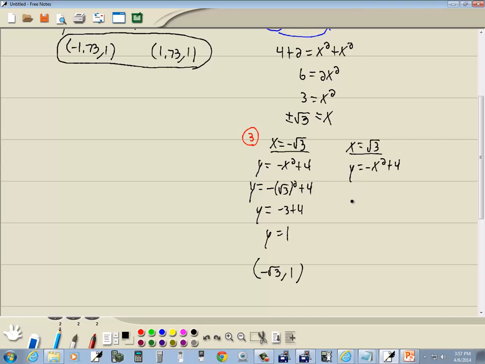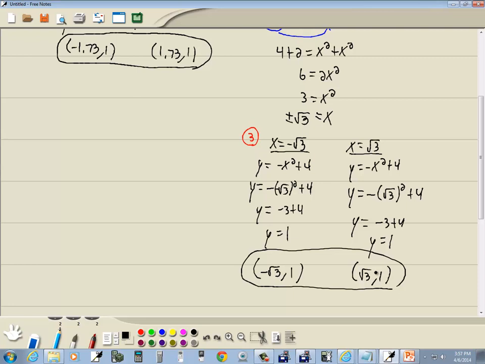Now this one, I'll do the same thing. I'll plug the square root of 3 in, so we've got negative, and actually this should have been a negative over here. Okay, because then the negative squared is positive, so it gives you the same answer. Okay, so the second power and the square root cancel, and that gives me negative 3 plus 4, which gives me 1. So this answer is square root of 3, comma 1.